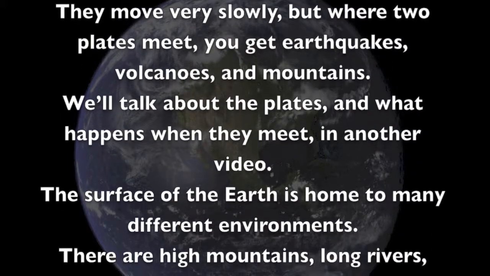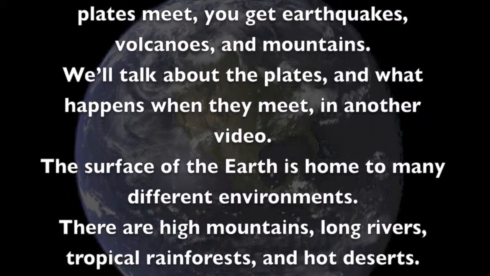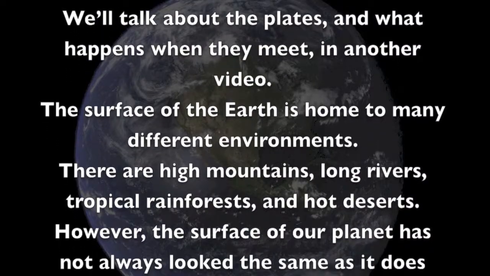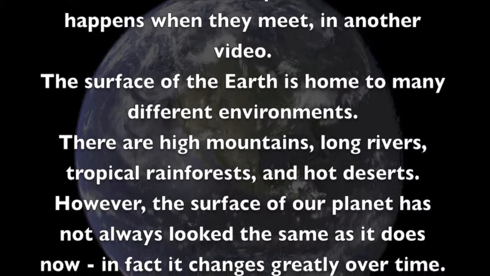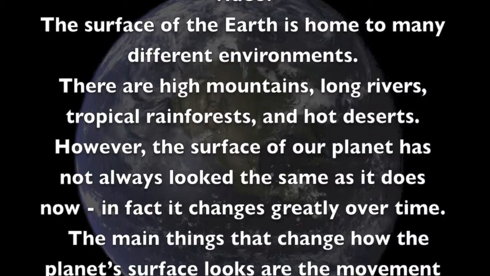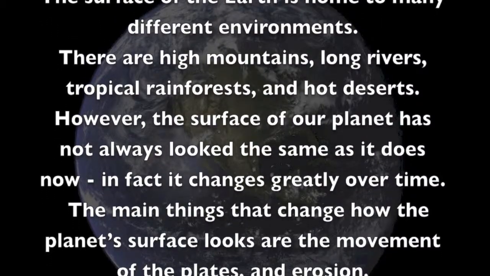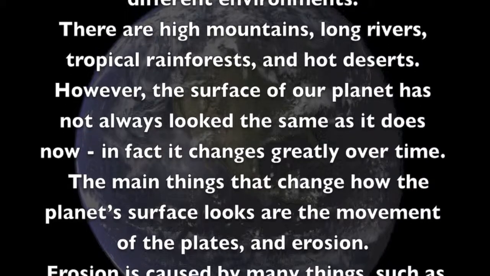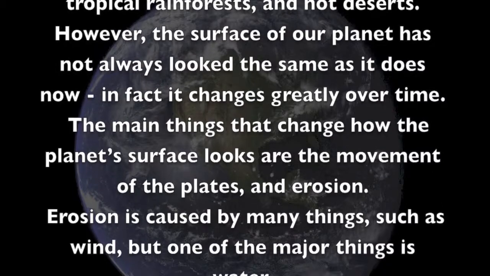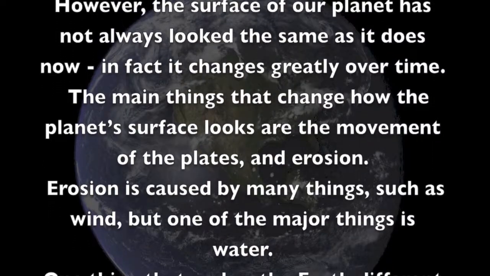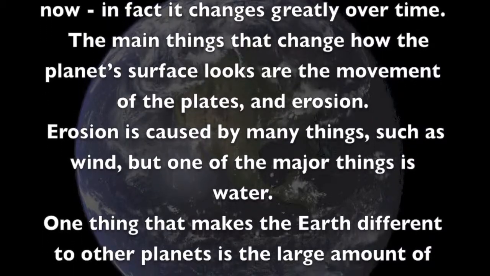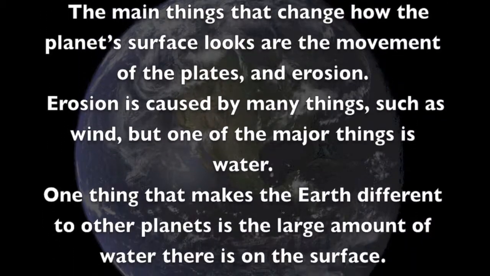The surface of the Earth is home to many different environments. There are high mountains, long rivers, tropical rainforests, and hot deserts. However, the surface of our planet has not always looked the same as it does now. In fact, it changes greatly over time. The main things that change how the planet's surface looks are the movement of the plates and erosion. Erosion is caused by many things such as wind, but one of the major things is water.